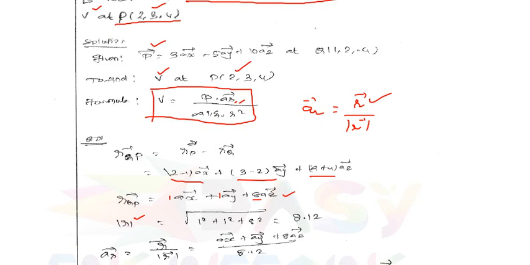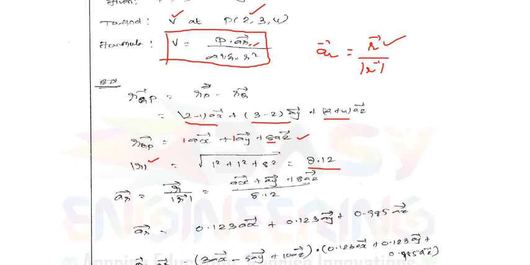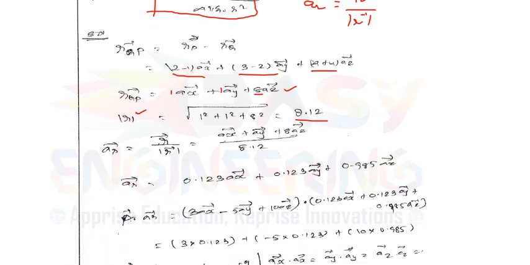So square root of 8 square plus 1 square plus, so 64, 66, so 8.12, and you can write the AR vector. As I said, the R vector divided by the modulus of the R vector. So by dividing 1 by 8.12, and here also 1 by 8.12, so 8 by 8.12, you will get the AR vector equal to this value. This is the value of the AR vector.